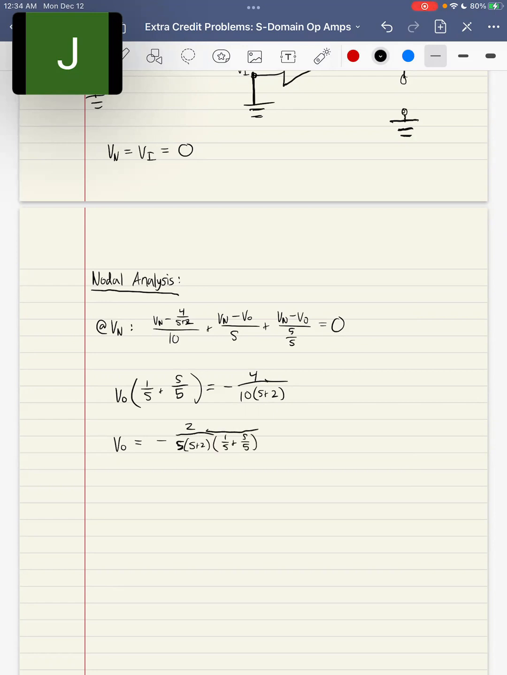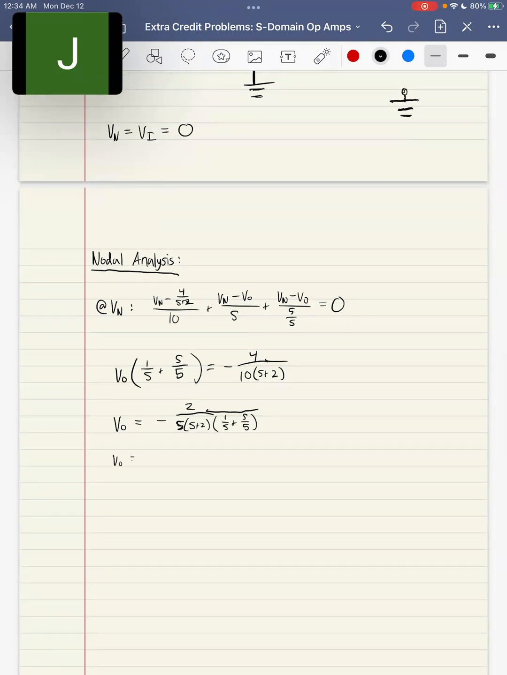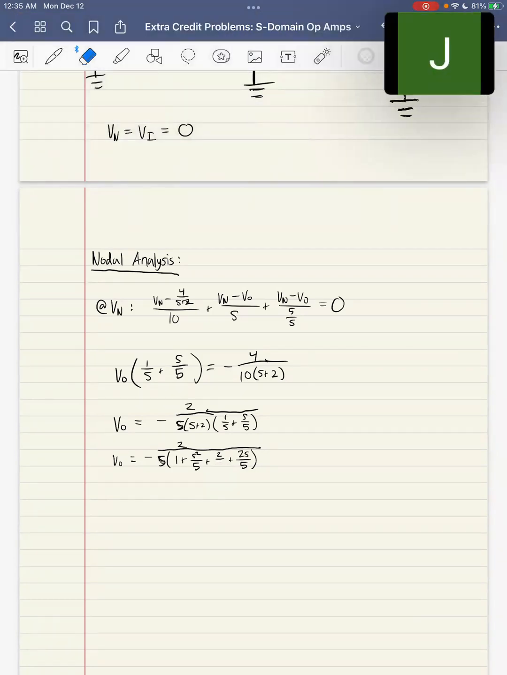Let's simplify this out. We get Vout equals negative 2 times 5, and then we can do some distributive property here. So we will get 1 plus S squared over 5 plus 2 over S and then plus 2S over 5. Sorry, the S's and 5's look very similar to each other, but make sure you don't get them mixed up. I'll fix that a little bit. This should be 2 over S.